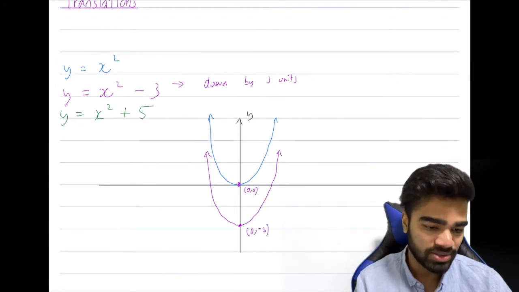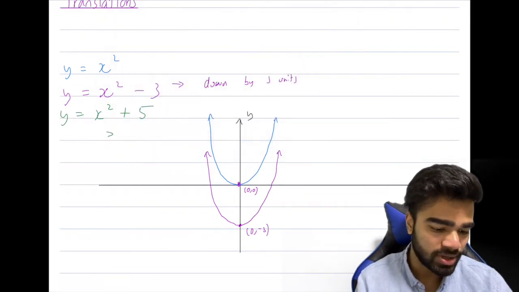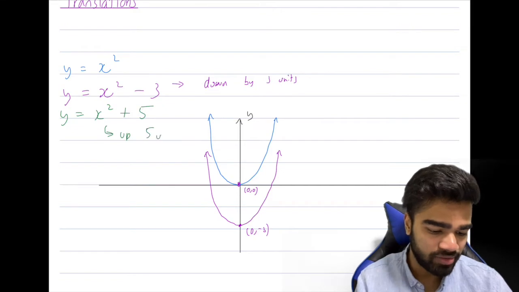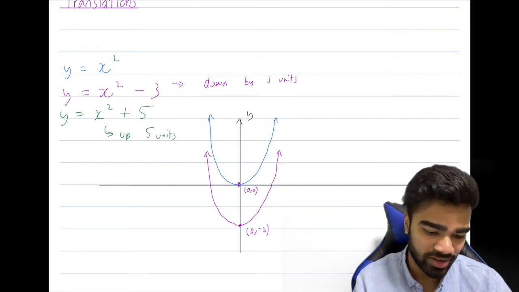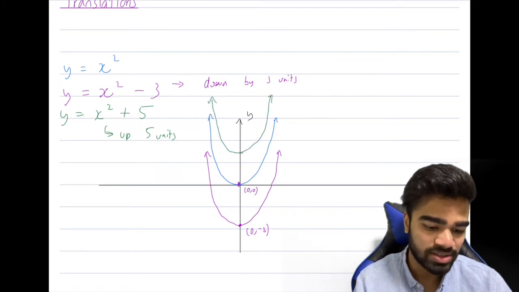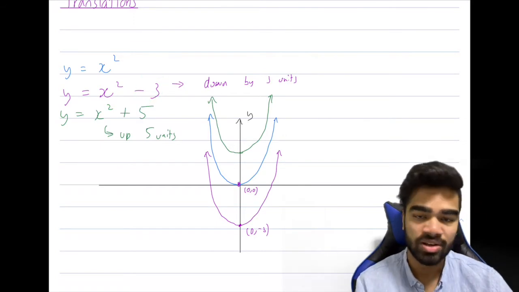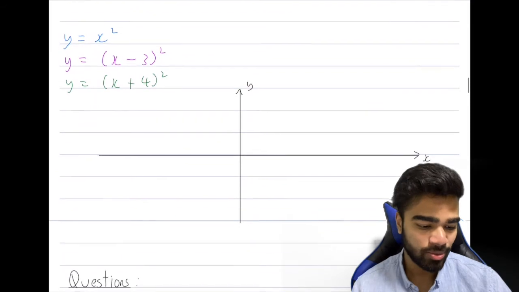What about x squared plus 5? As you can probably guess, x squared plus 5 is just up by 5 units. It's the opposite of moving down because it's plus instead of minus. So the graph, the exact same shape, is moved up by 5 units, like so. So you can see if the number is on the outside, then the graph is being moved up and down.